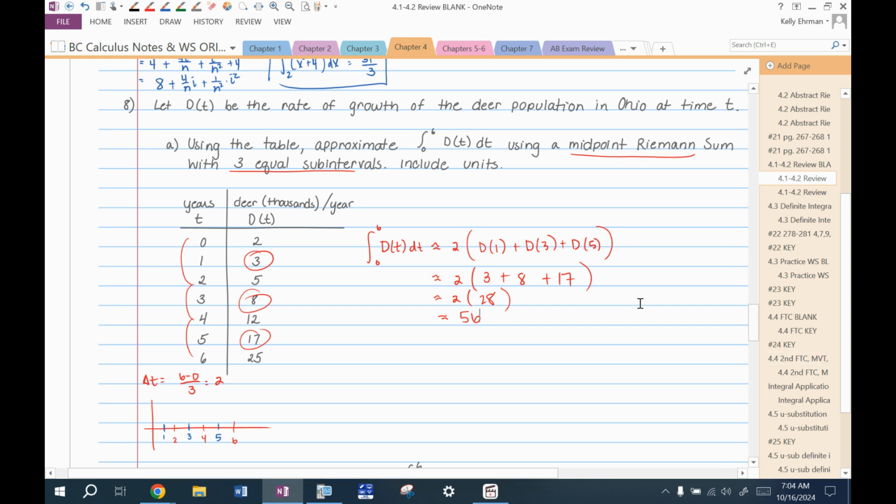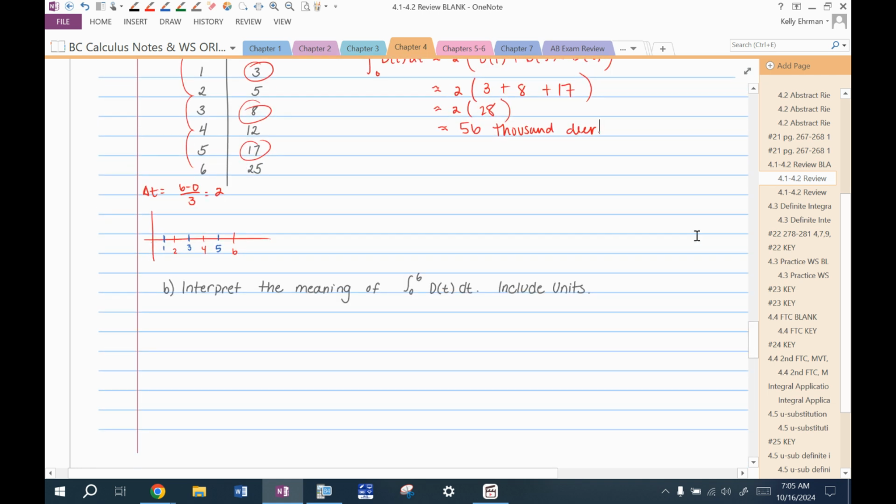What is my label here? So we just multiplied thousands of deer per year times years. So we're left with 56,000 deer. That's our approximation.